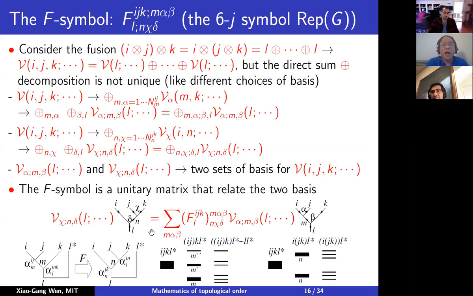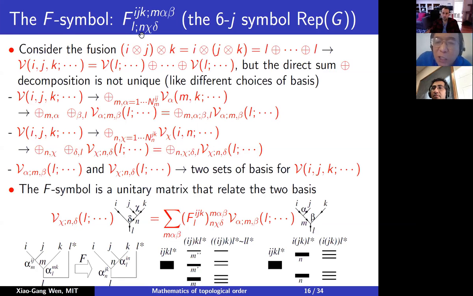However, to describe a fusion, there's more data. It's called the F symbol, which really corresponds to the CG symbol, because when you're fusing i, j, k into some particle l, there are multiple copies of l. However, the basis of these several l together is ambiguous. Fusing ij first and fusing jk first lead to different bases in this direct sum subspace. And these different bases are related by a unitary matrix, which is the F symbol.